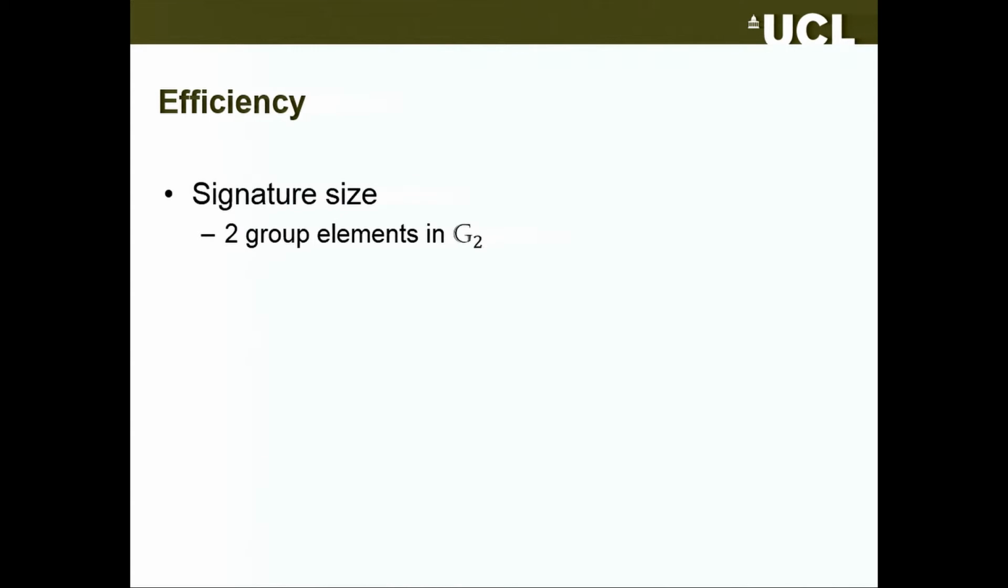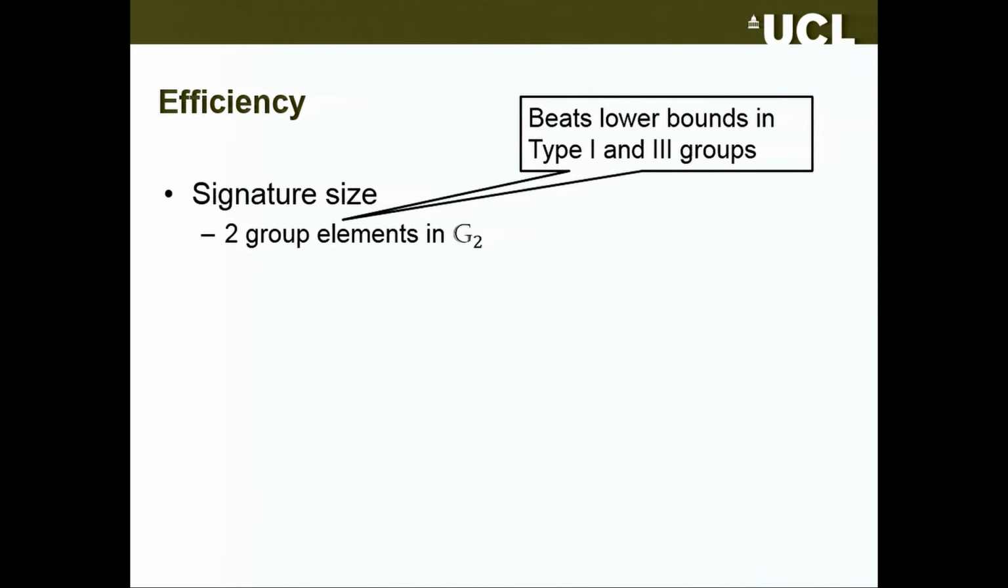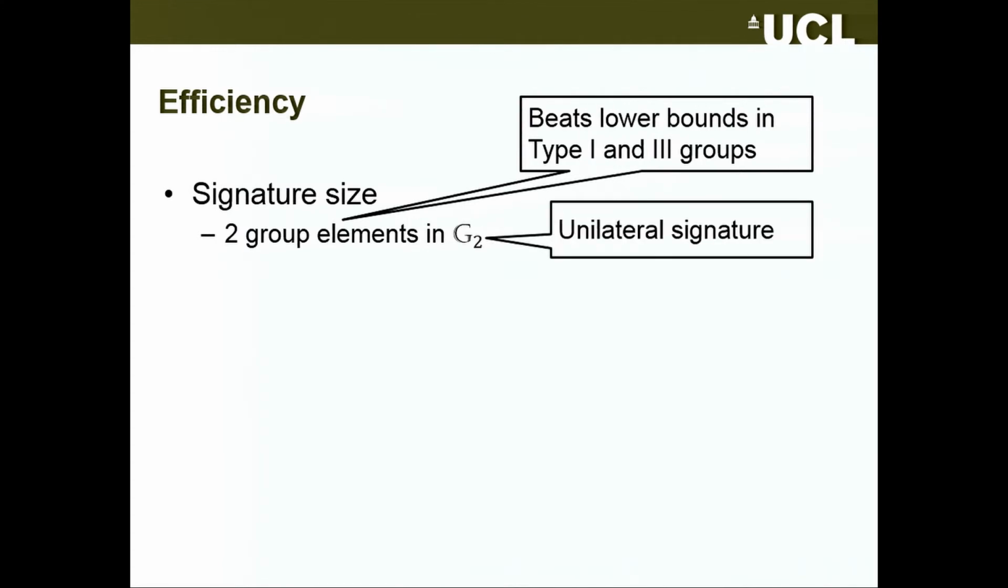Okay, so let me talk about the efficiency of these structure-preserving signature schemes. The signature size is just two group elements in the second source group. That's what's particular about these schemes, that we beat the lower bounds that we get from type 1 and type 3 groups. Another interesting aspect is that it's a unilateral signature in the sense that both of the signature elements are in the second source group.